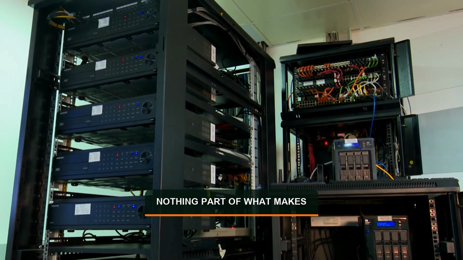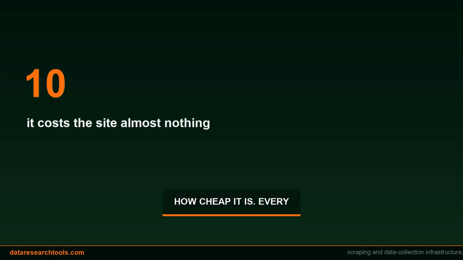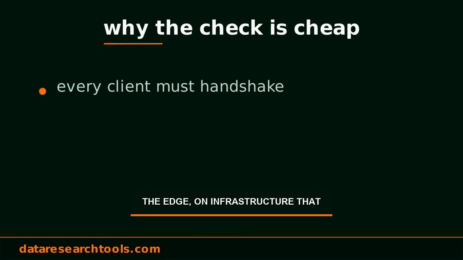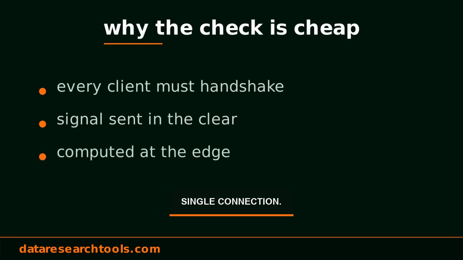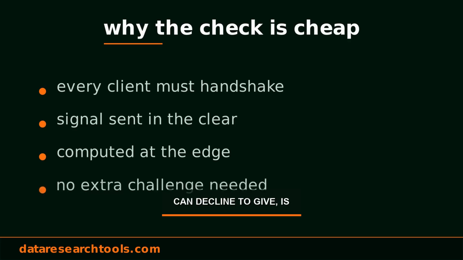It costs the site almost nothing. Part of what makes this so widely used is how cheap it is. Every HTTPS client has to do a handshake, no exceptions. So the signal is always there and always in the clear. Computing a fingerprint from it is a tiny bit of work that happens right at the edge on infrastructure that already terminates the encrypted connection anyway. The site is not running an expensive check or challenging the client with a puzzle. It is reading something the client was always going to send, and it gets that read for free on every single connection. A signal that arrives on its own, that no client can decline to give, is exactly the kind a defender loves to build on.